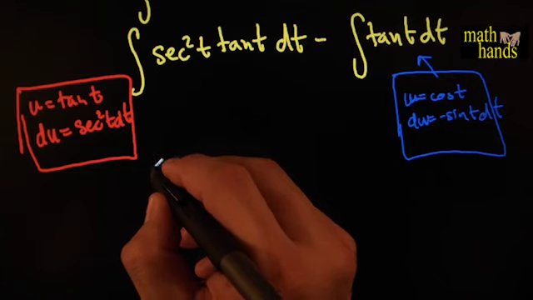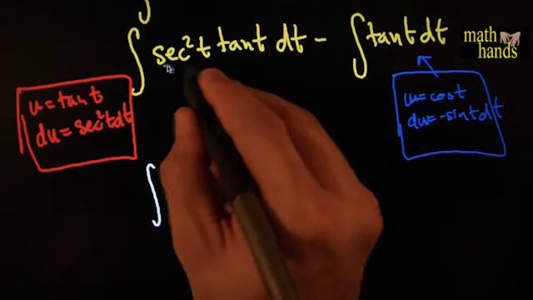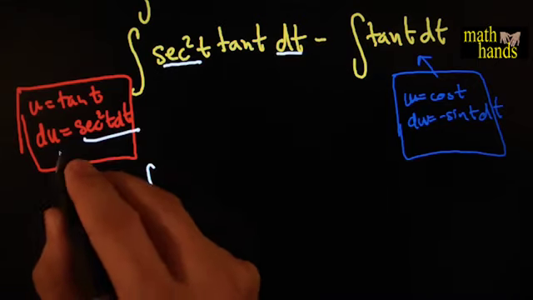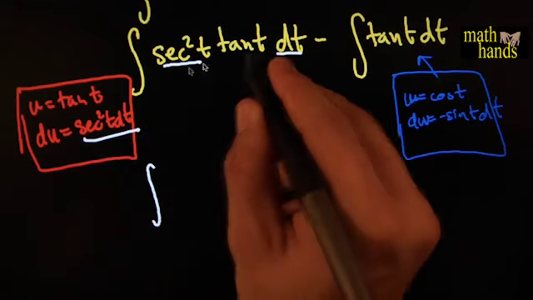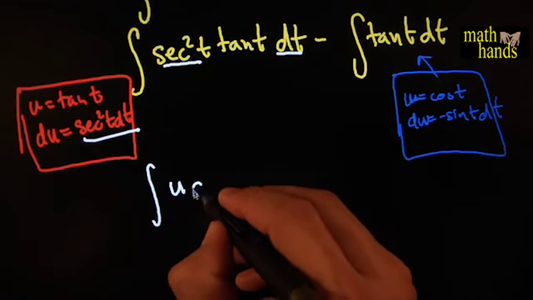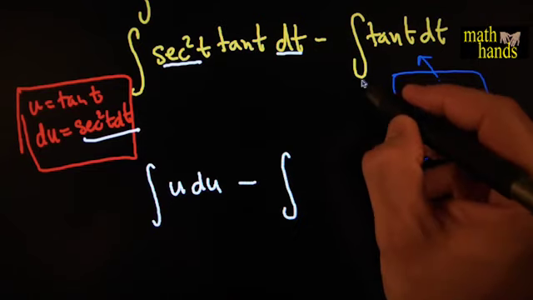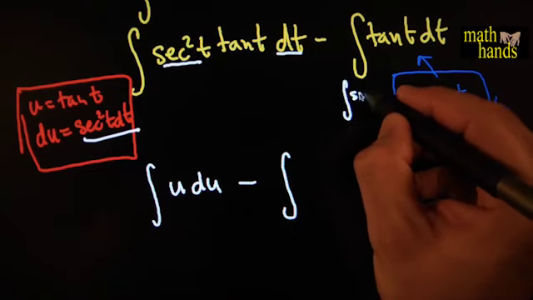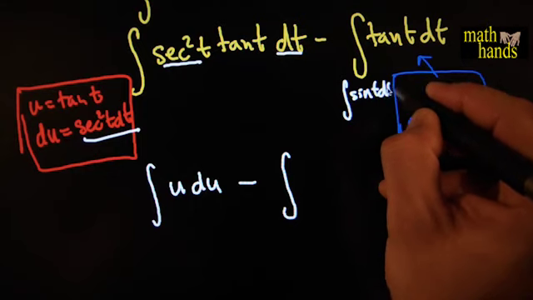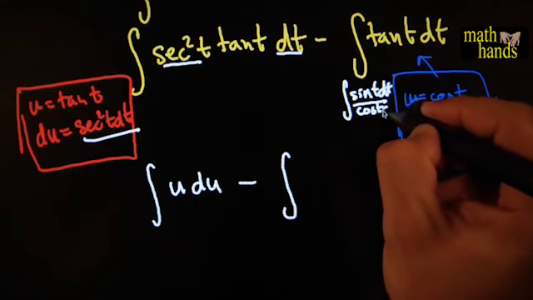The integral of secant square dt. I'm looking at the dictionary. That's just a du. And tangent is just tangent. So it'll be u du minus the integral. This one will be a sine over a cosine. Sine t dt all over a cosine t.